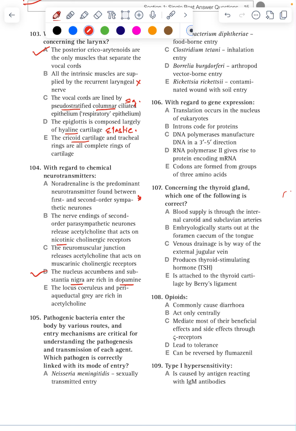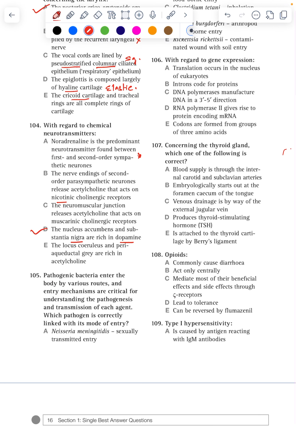Then, the neuromuscular junction releases acetylcholine that acts on muscarinic cholinergic receptors. It is not only muscarinic; it can be muscarinic as well as nicotinic. The substantia nigra is densely dopaminergic. The locus coeruleus and periaqueductal gray are rich in acetylcholine. Excess catecholamines are secreted in tumors of the adrenal gland.